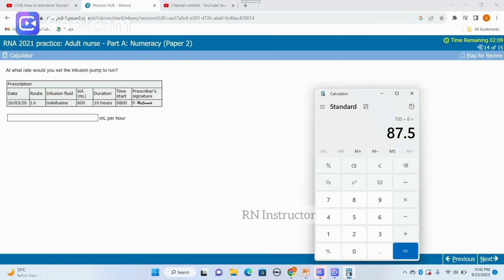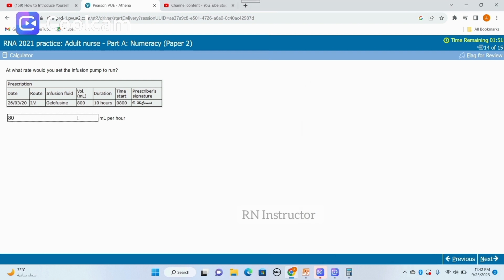Next similar question. Here Gelofusine 800 ml to be given for 10 hours. What rate will you set the infusion pump at? So 800 ml to be given for 10 hours. So you are going to administer 80 ml per hour.